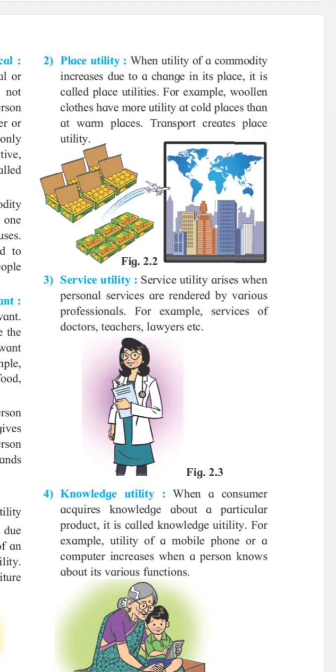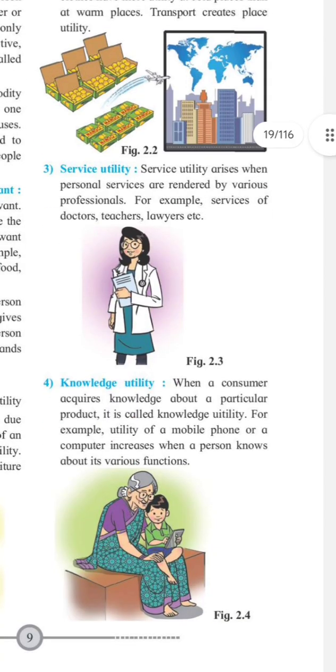So place utility means it is related with the place. Utility created by changing the place of a commodity is known as place utility. Example, woolen clothes are more useful in cold places. So transport creates place utility. Third, we have service utility.